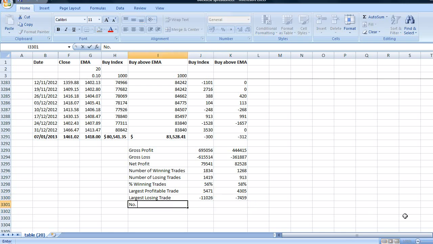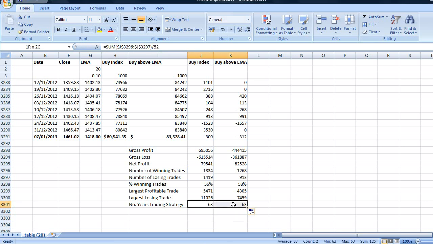Okay, the next thing I'm going to calculate is the number of years of the trading strategy. I'm going to do this very simply, just by adding up the number of winning and losing trades. That's the number of weeks, and I'm going to divide that by 52. You see, the trading strategy was going for about 63 years, from 1950 to 2013. Okay, so what I'm going to do here is put in dollars, and I copy that across there, because of course the trading strategies were going for exactly the same number of weeks.